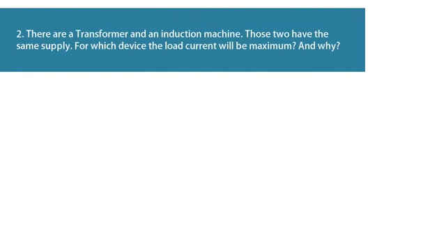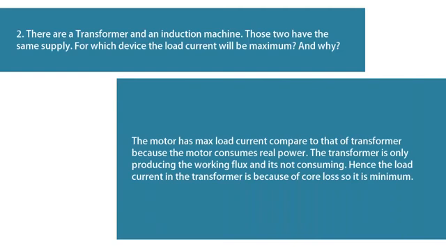2. There are a transformer and an induction machine. Those two have the same supply. For which device the load current will be maximum, and why? The motor has max load current compared to that of transformer because the motor consumes real power. The transformer is only producing the working flux and it's not consuming. Hence the load current in the transformer is because of core loss, so it is minimum.